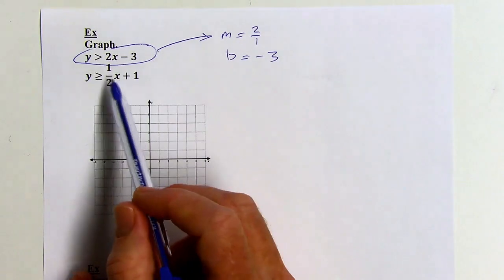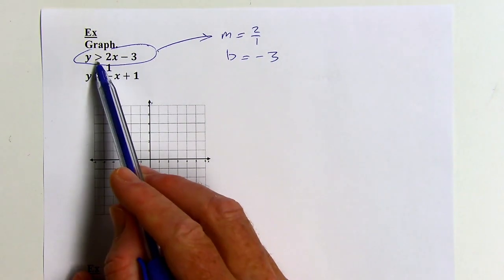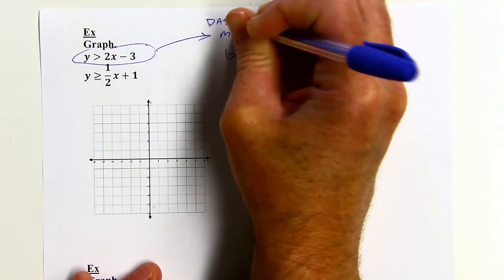Also, I want to think about, is this going to be solid or dashed? Since the inequality symbol isn't underlined, that means I've got to use a dashed line for this one.